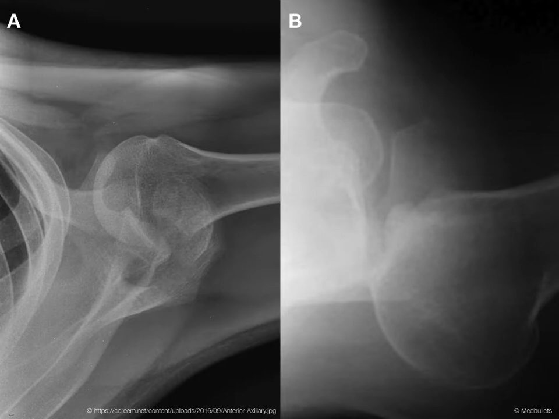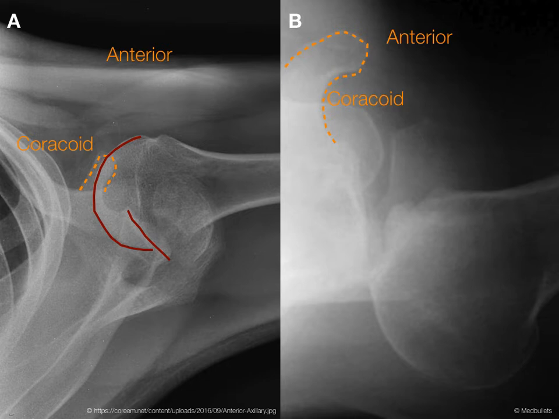So here are two axillary radiographs. Looking at A, we find our coracoid. Then we find our articular surfaces. This is an abnormal radiograph. The shoulder is dislocated in an anterior direction. Looking at B, same steps. Coracoid is here. Articular surfaces are here. This is an abnormal radiograph. This shoulder is dislocated posteriorly.